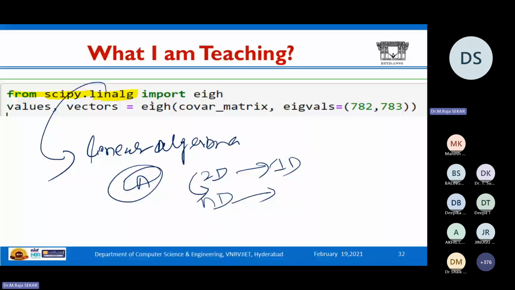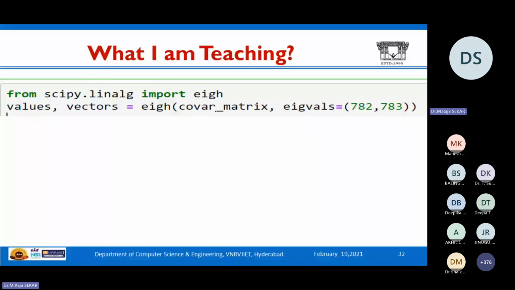You are importing eigh. This is eigh, a built-in method or function in which, my dear friends, let me express my covariance matrix as S. What is the size of the S matrix? What is the size of my covariance matrix? S is 784 by 784. That is my S, isn't it?